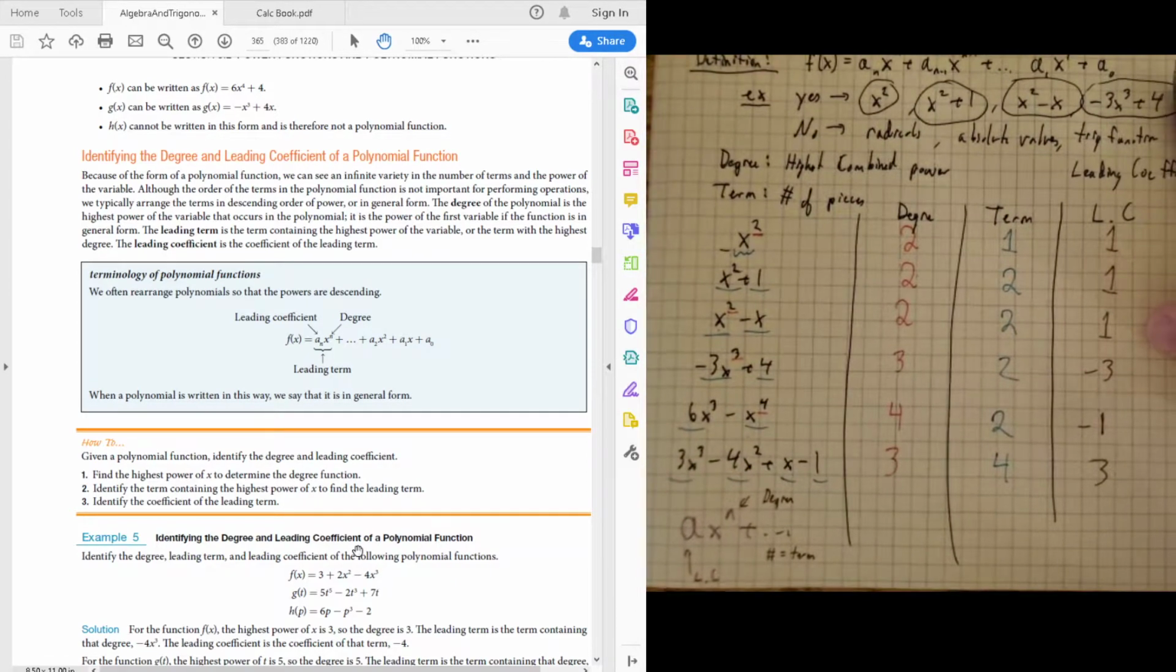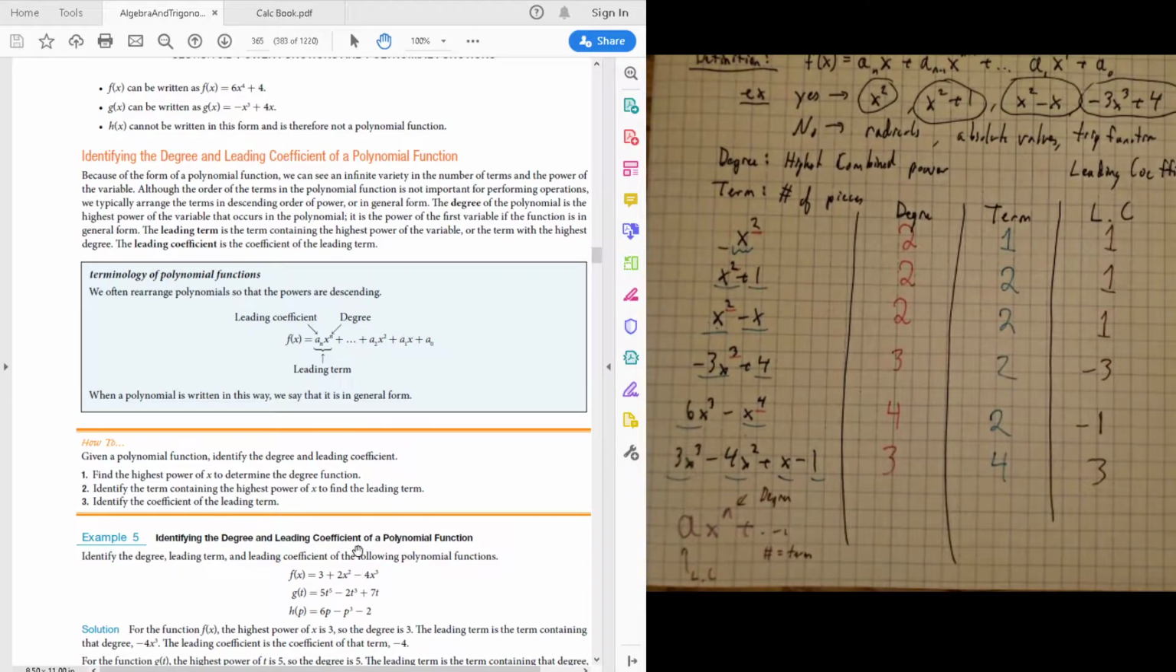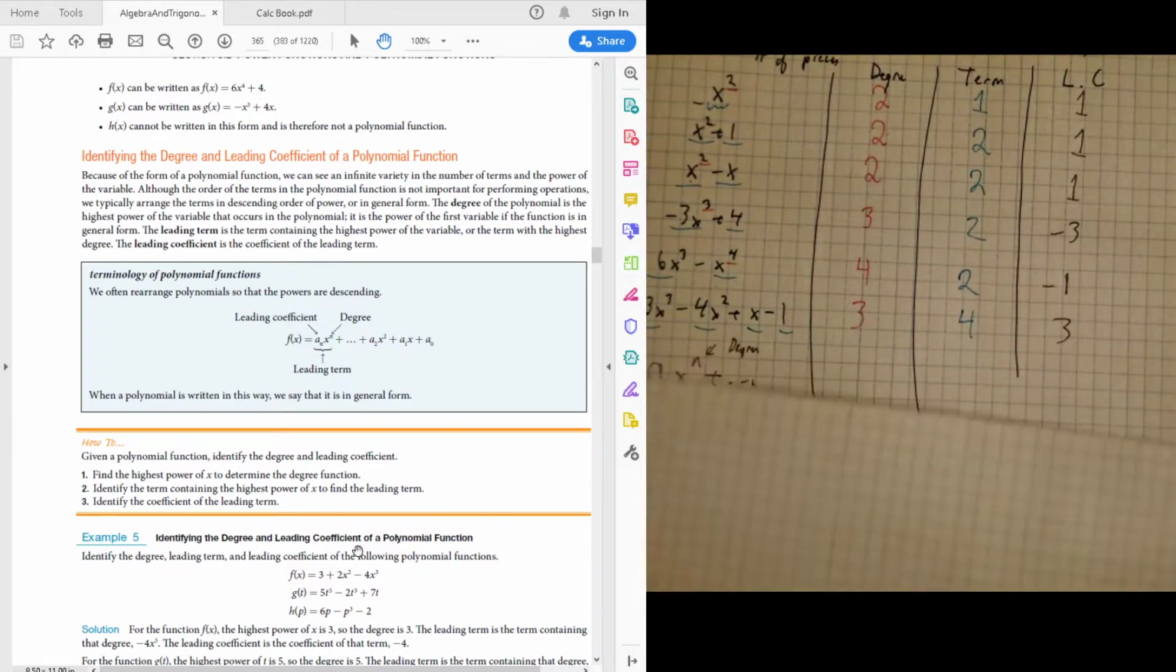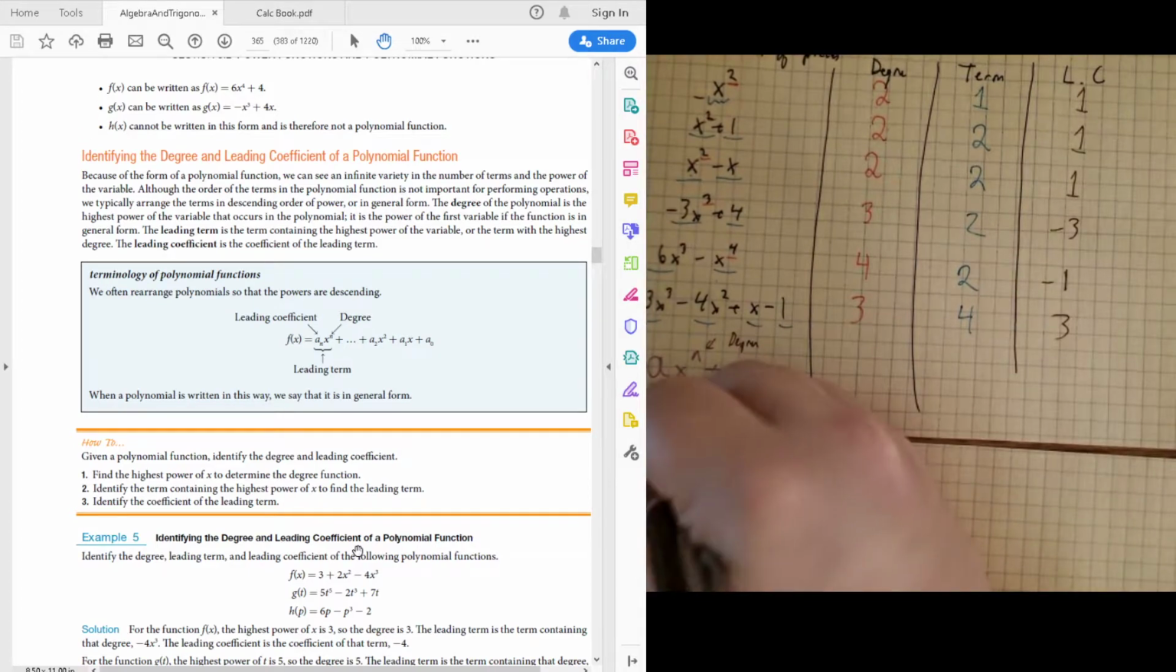So these are all talking about the degree, term, and leading coefficient, which is a big part of your homework. And it leads into the next piece of your homework, which is actually something we just saw. End behavior.